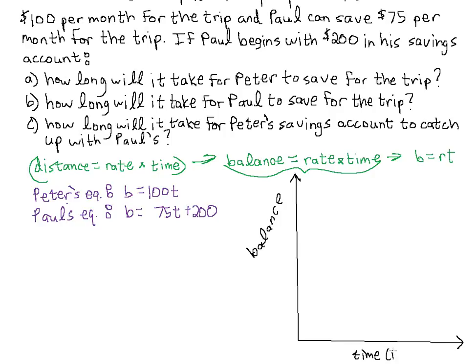Time is going to be given in months, and balance is going to be given in dollars. Okay, so let's go ahead and scale this. Let's see, we got 1, 2, 3, 4, 5, 6, 7, 8, 9, 10, 11, 12, 13, 14, 15, 16, 17. That should be good. And 2, 3, 4, 5, 6, 7, 8, 9, 10. All right.